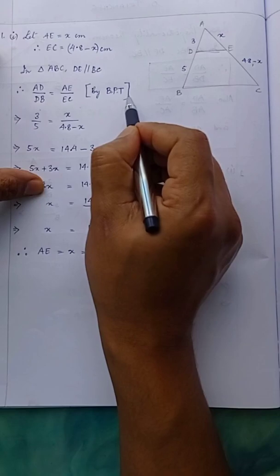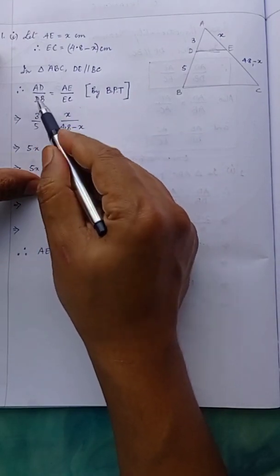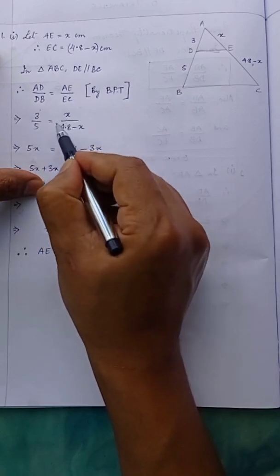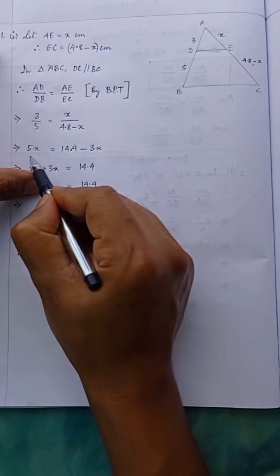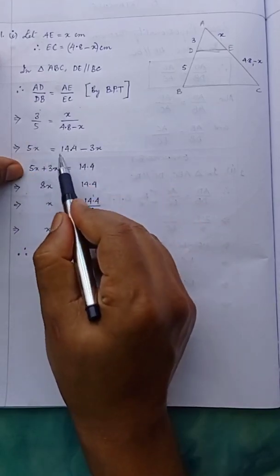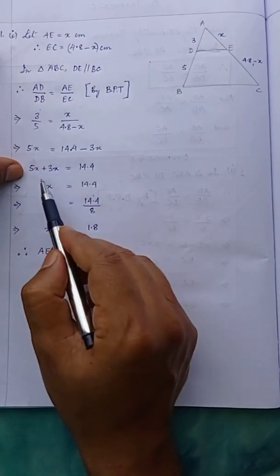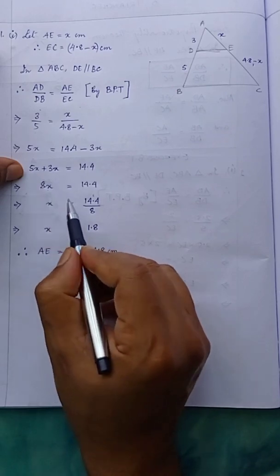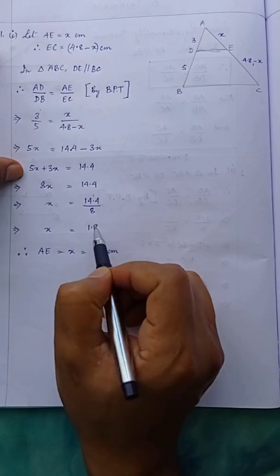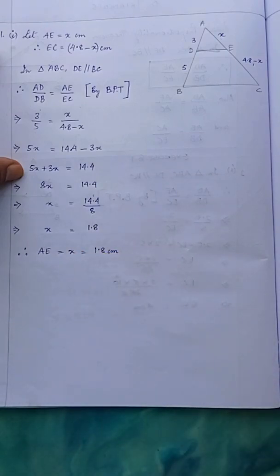So we will put the values accordingly. This is given in the equation. AD by DB is 3 by 5, and AE by EC is x by 4.8 minus x. Now just cross multiply, and then after you multiply, arrange these numbers. So 3x will come on this side, and 5 plus 3 will be 8, and if you divide 14.4 by 8, you'll get 1.8. So the value of AE will be 1.8 centimeter. Quite simple, isn't it?